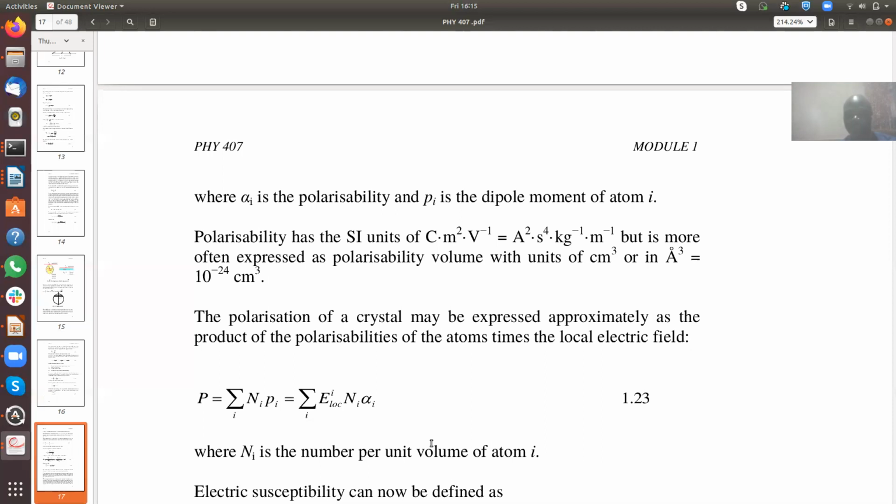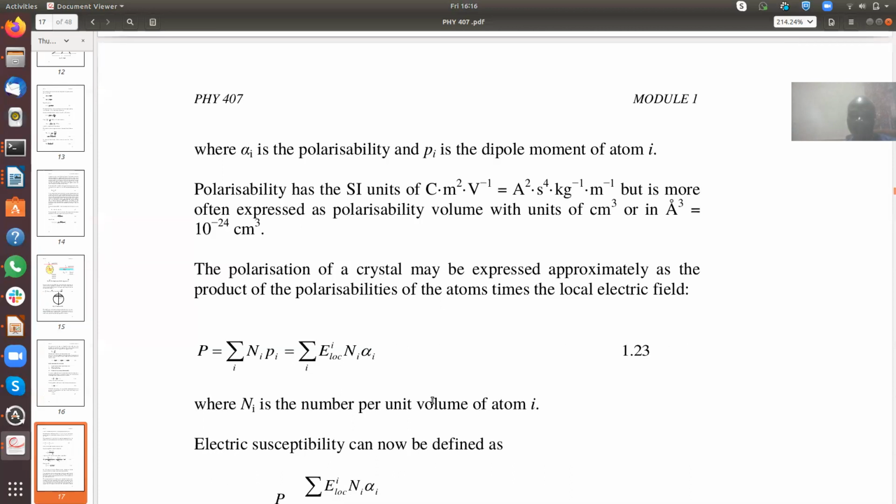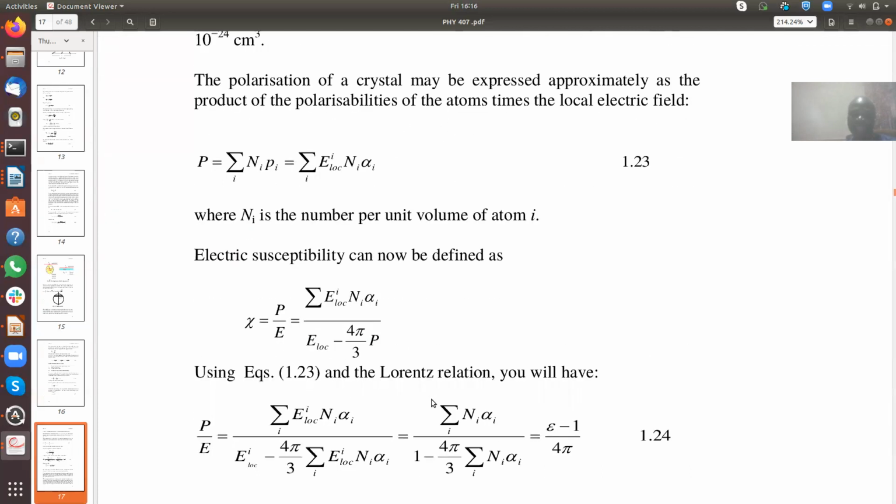So the polarization of a crystal may be expressed approximately as the product of the polarizability of the atom times the local electric field, which is equal to this, where Ni is the number per unit volume of atom i. So the electric susceptibility can now be defined as this: P all over E. We know what P is, and we know what E also is, so you have this. If you use this equation and the Lorentz relation, you will have this.